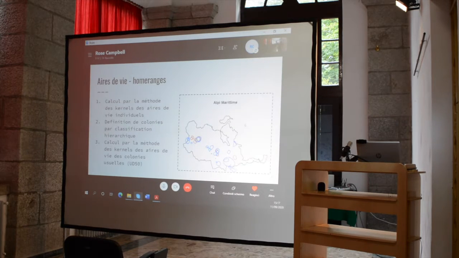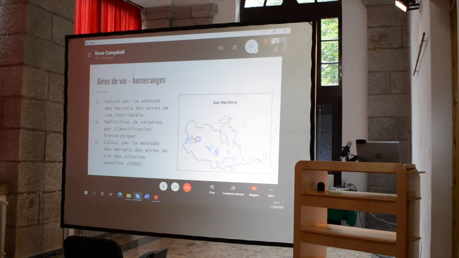One important measure that we used was to calculate the area used by each individual, also known as the home range. We used the kernel method to determine these areas for each individual. For example, on this map, we're showing the outline of Alpes-Maritimes Park, and in blue, the home ranges of the males, and in red, the home ranges of the females. We use these areas to define colonies of individuals who are close together.